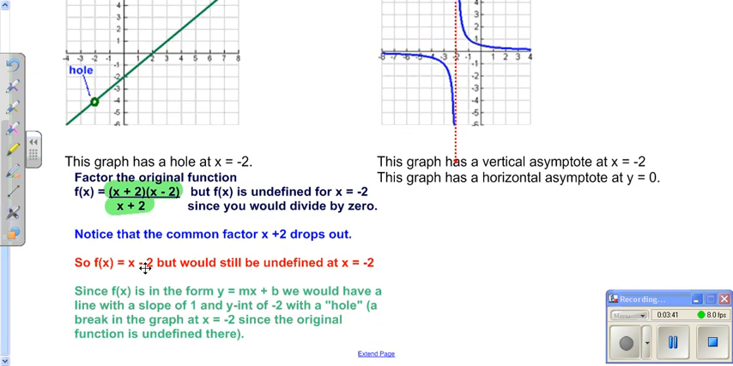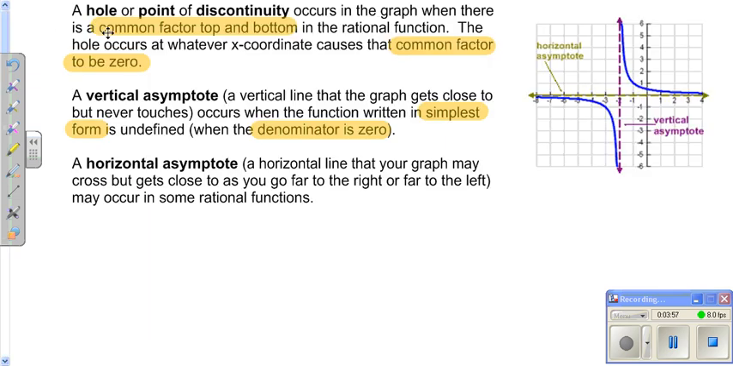By the way, as a side note, when you look at what you have left after you take out your common factor, you realize it's an equation of a line, slope of 1, y-intercept of 2. So you can graph it, but just remember when your x is negative 2 on your graph, you have to have a hole there, so just a little open circle. So just to review, when you have a common factor top and bottom, we end up having a hole, a point of discontinuity. When you don't have a common factor in the top and the bottom, what causes the bottom to be 0 is a vertical asymptote.